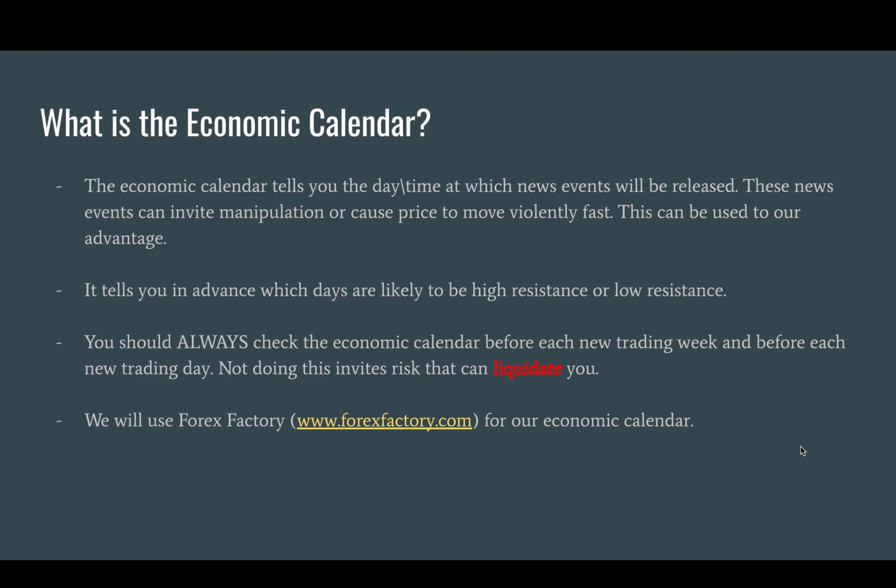You should always check the economic calendar before each new trading week and before each new trading day. Not doing this invites risk that can liquidate you, meaning you can lose a lot more money than you have in your account if you're trading and you don't realize that there's news coming out. So you always want to check the economic calendar before the new trading week and before the new trading day. It's very important. That is a must. That is not negotiable.